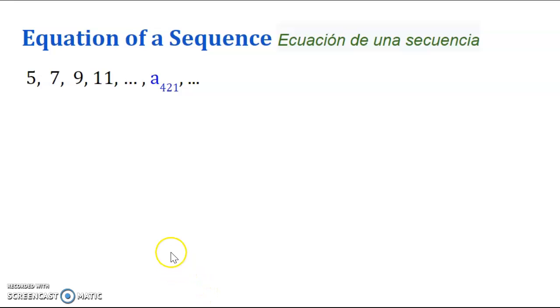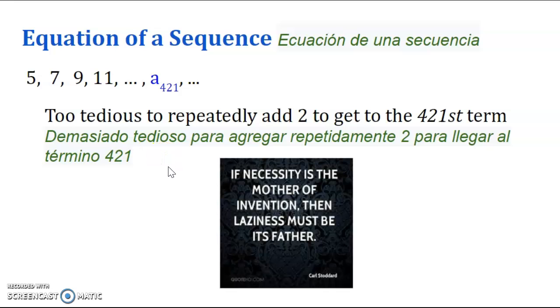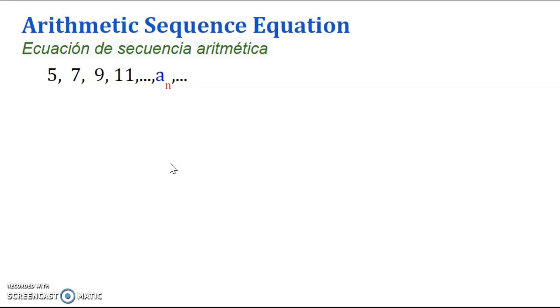From the Desmos activity, it asked you, can you predict what the 421st term would be? That's going to be way too tedious, repeatedly adding 2 to get to the 421st term. Is there a shortcut? Is there an easier way? Well, mathematicians are renowned, known to be very lazy, or we like to think of ourselves as being efficient. We're looking for patterns so that we can figure out a quicker way to solve the problem. So let's see if we can come up with an equation. That's what's going to be helpful for us.